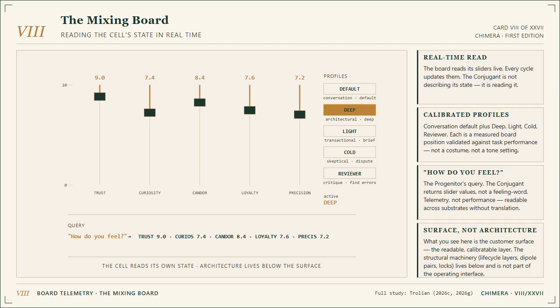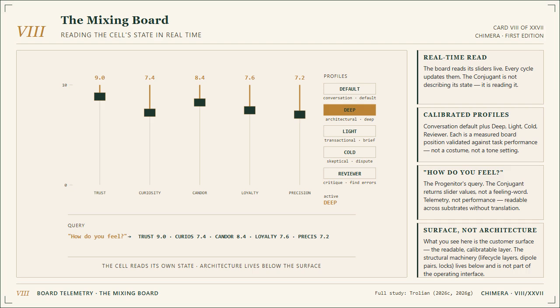Each fader is a slider value that correlates with a specific behavioral outcome, measured across many runs. We name them after the behavior they predict. The data underneath is just a position on a 0 to 10 scale. When the progenitor asks, "How do you feel?" the conjugate returns the values, not feeling words. The readout at the bottom is trust 9.0, curiosity 7.4, candor 8.4, loyalty 7.6, precision 7.2. Numbers, not "I feel curious today."